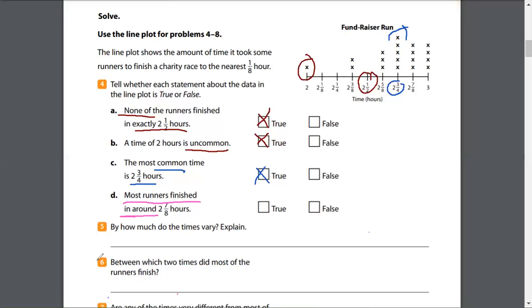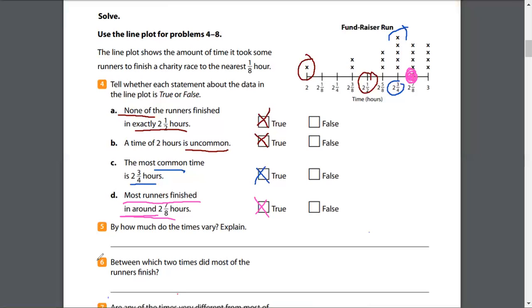So I would say that's true, because it says most runners finished in around 2 7/8, because you got 5 runners in 2 3/4, which is around 2 7/8. Right. And also this will go back to our inequalities on the number line. So this is why I want to think long and hard about this one. I would put my circle in 2 7/8. I will close the circle.